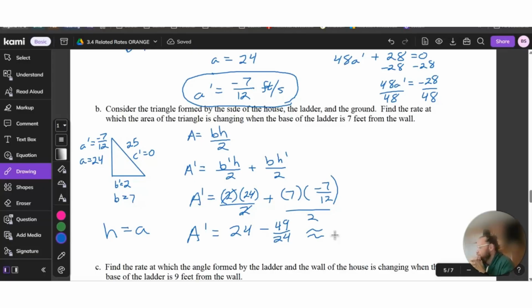Micho, you got your calculator? Oh, thank God. One person out of all of you has their calculator.